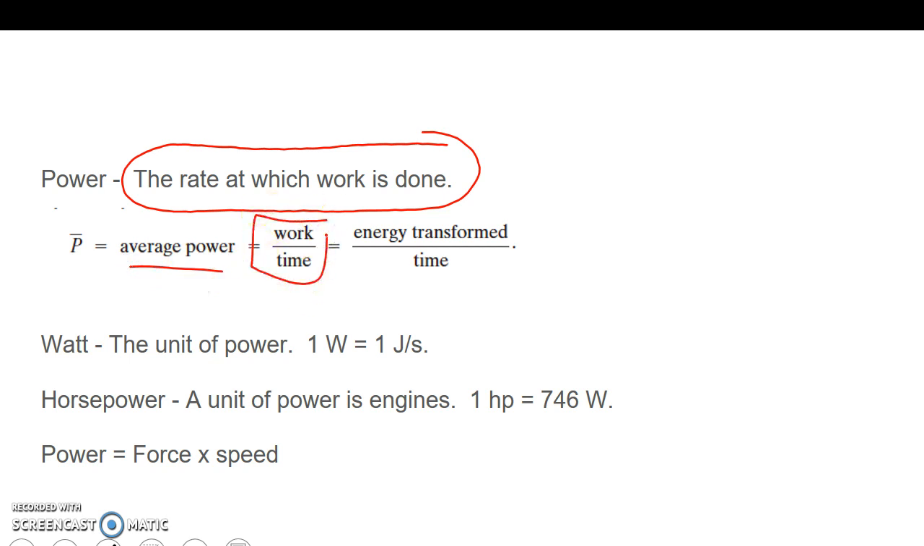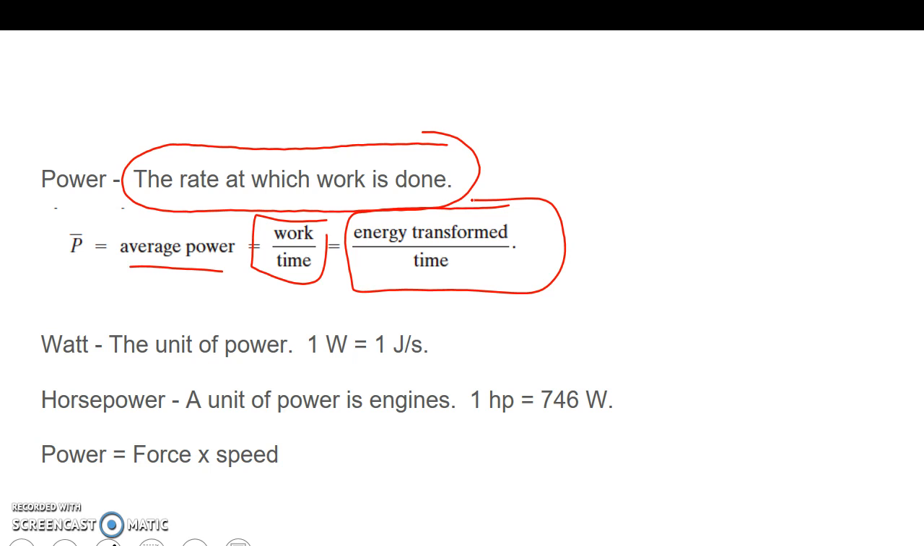Now here's what's important. Remember, work is energy. So it's the energy that we use divided by time. This could be potential, could be kinetic, could be the energy on a spring. All those things could give us power. All right, so it's the energy transformed over time. If we transform energy in a certain amount of time, we have power.